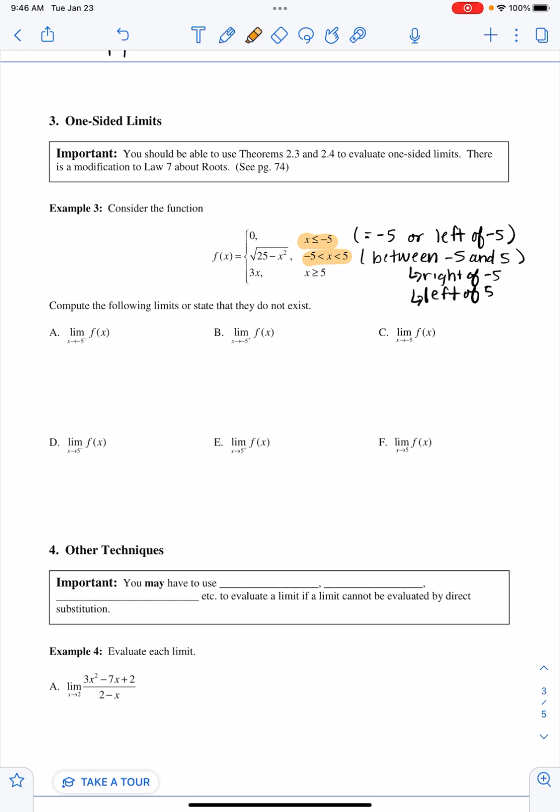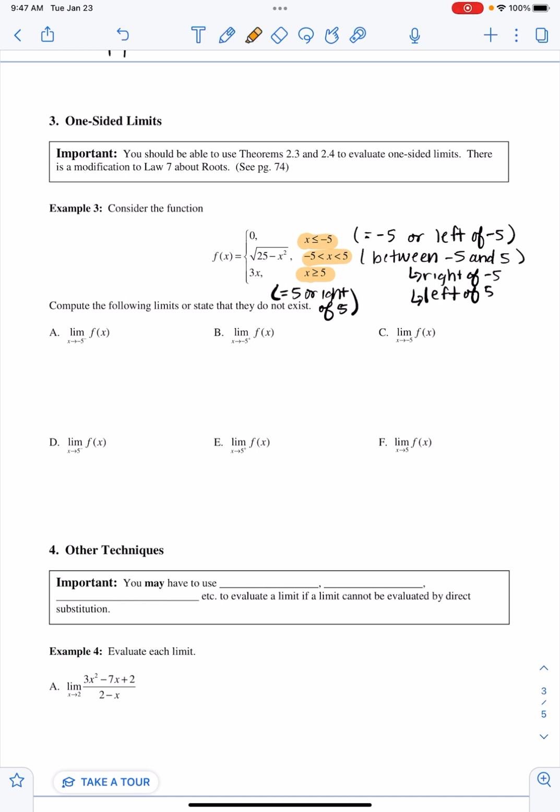Our last piece is x greater than or equal to 5. We're back to a line, 3x. This one is only good if we're equal to 5 and then on the right side of 5. So I'll make that note too: equal to 5 or right of 5. Just breaking that down in words, that's going to be important when we get to the sided limits, because we know from what we learned yesterday that a plus sign means on the right side of the number and a minus sign means we're on the left side of the number.